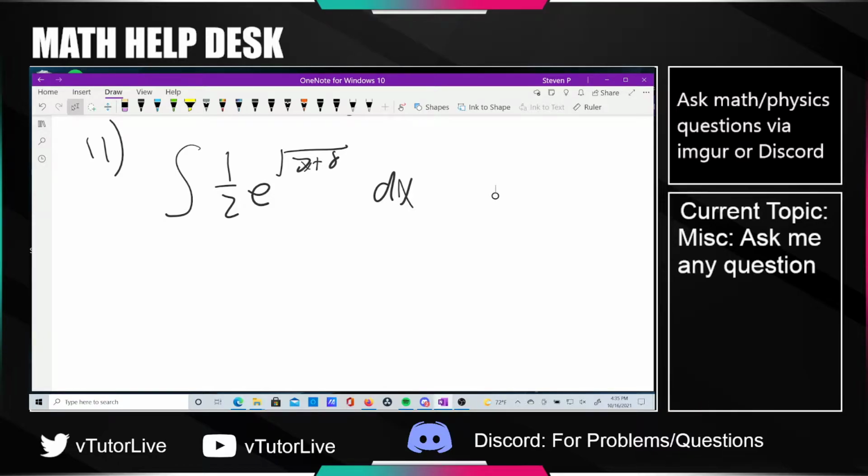Gosh, I'm trying to remember. I had my notes over here, but unfortunately my handwriting is terrible and I can't even read what I did. So this was number 11, right? I think this one I probably just did du is equal, does this look right?